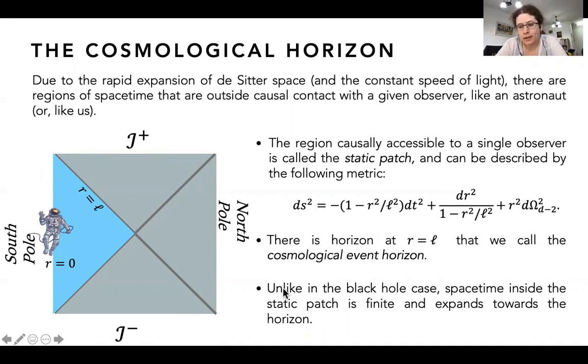Now, unlike in the black hole case, spacetime inside the static patch is finite. Meaning that if I look at the same triangle in the diagram of a black hole in AdS, this part would usually be infinite. And space here expands toward the horizon rather than in the black hole's case where it shrinks towards the horizon.